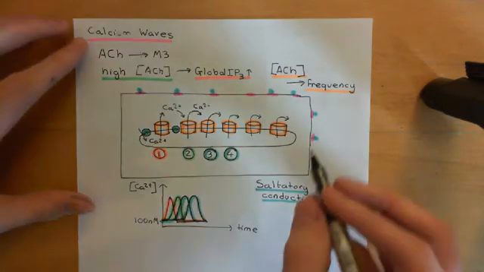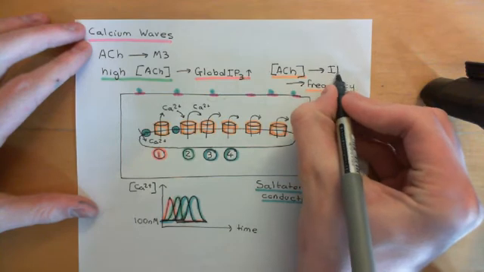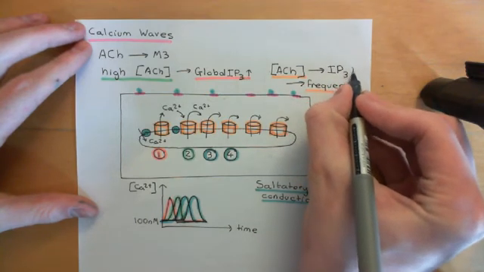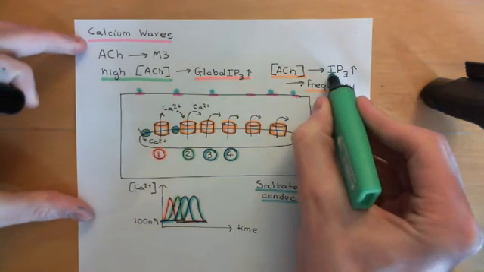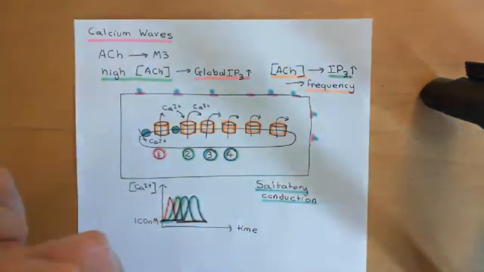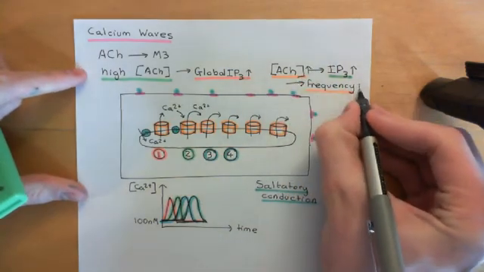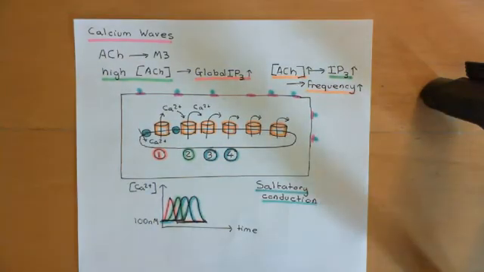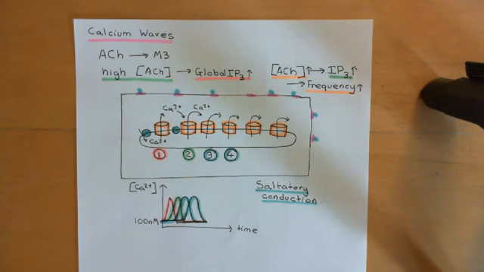So basically, quite simply, a higher acetylcholine concentration is going to cause a higher concentration of IP3 within the cell. So why does having a higher concentration of IP3 within the cell increase the frequency of the calcium waves? Well, the reason is believed to be that if you have more IP3, then a greater number of the IP3 receptors are going to have 4 IP3s bound to them.